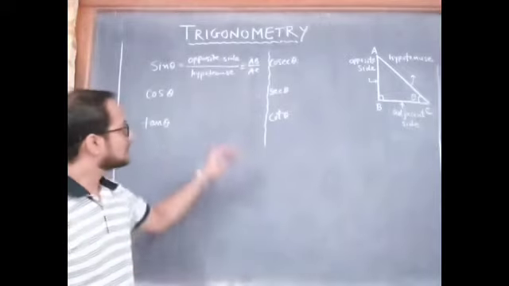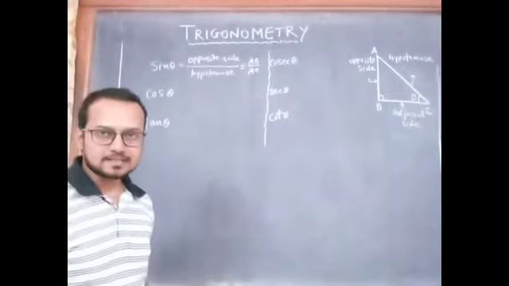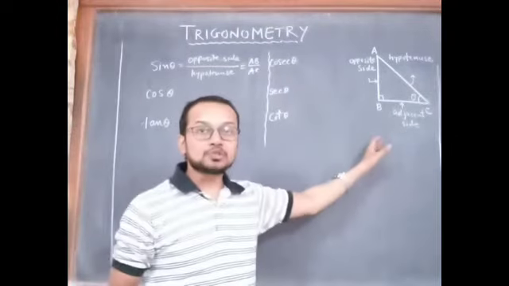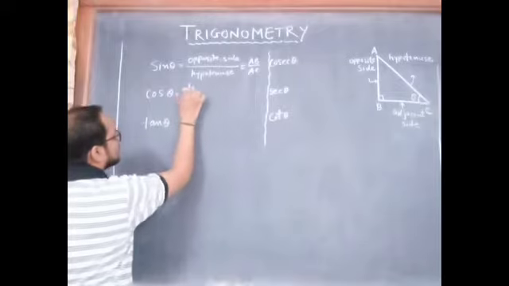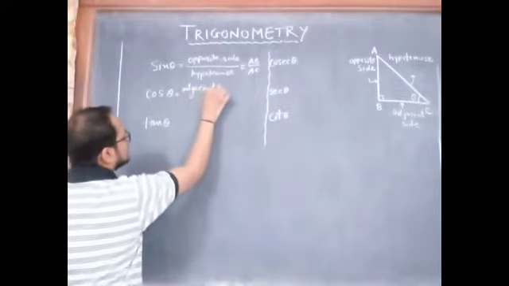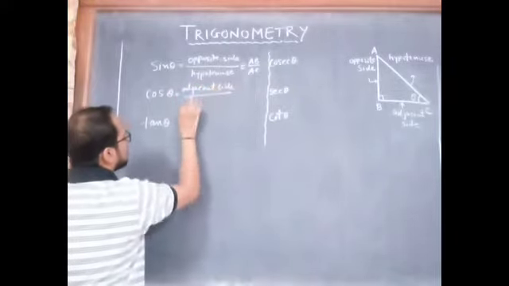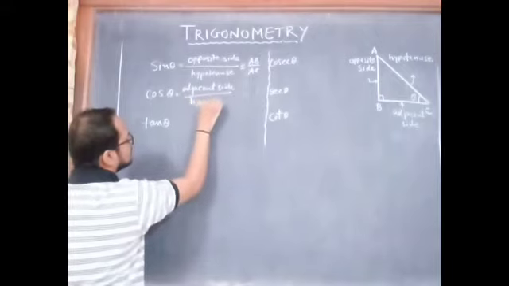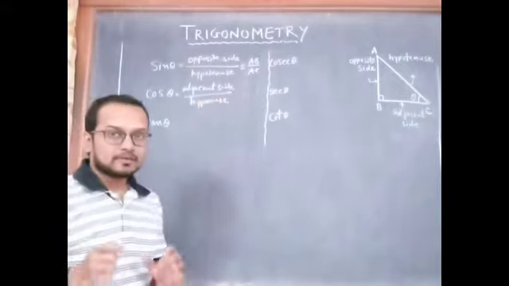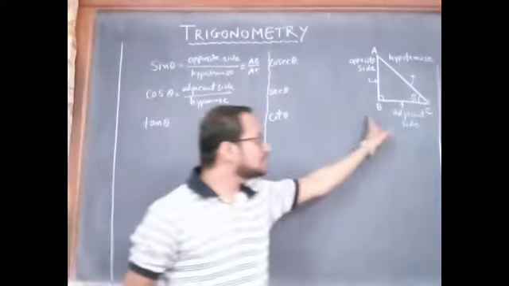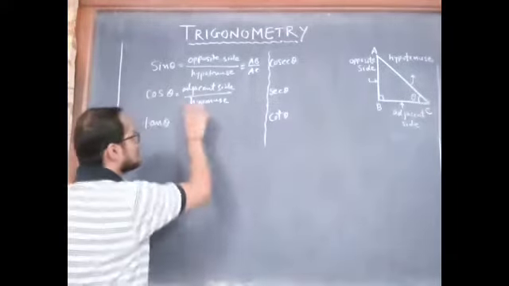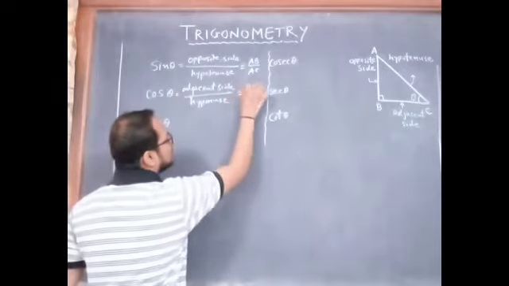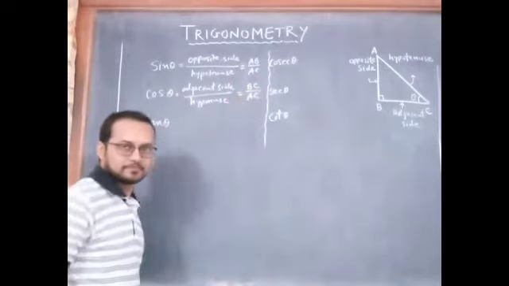Now the second ratio is cos theta. Cos theta is the ratio of adjacent side to hypotenuse. Cos theta equal to adjacent side upon hypotenuse. Now with respect to this theta, BC is the adjacent side and AC is the hypotenuse. So here we can write cos theta equals BC upon AC.